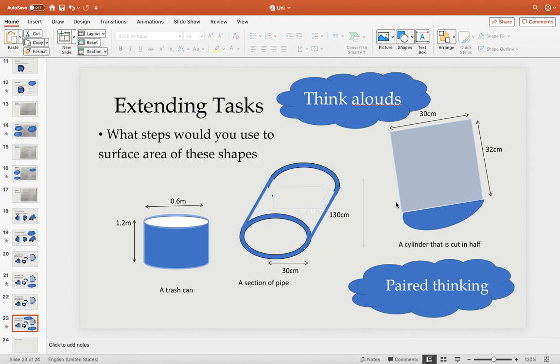And having students explain that, and having students explain not just once, but going to somebody else. Is that how you did it? Can you explain it to me as well? Because I'm not 100% sure everyone understood that first person's explanation. Can you explain it to me as well? And emphasizing those think alouds, that metacognition. How are students thinking?